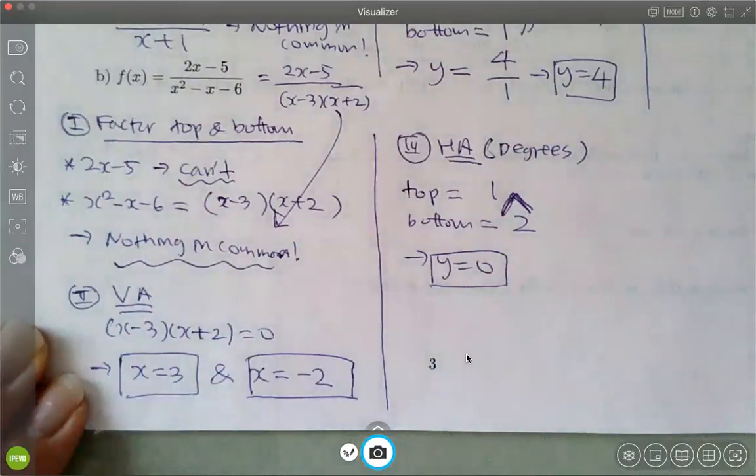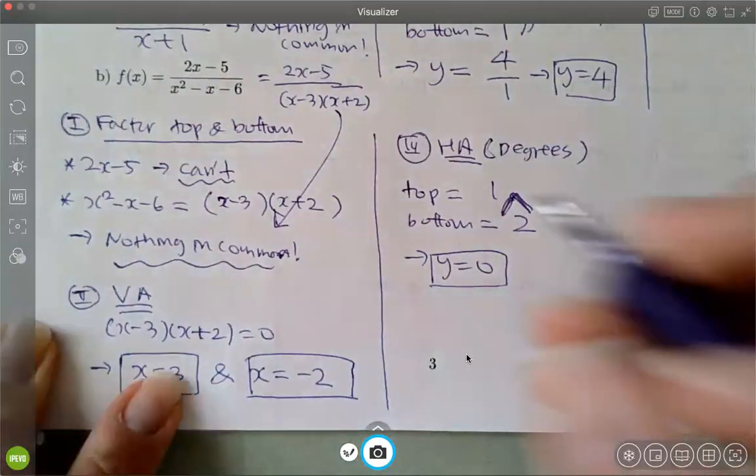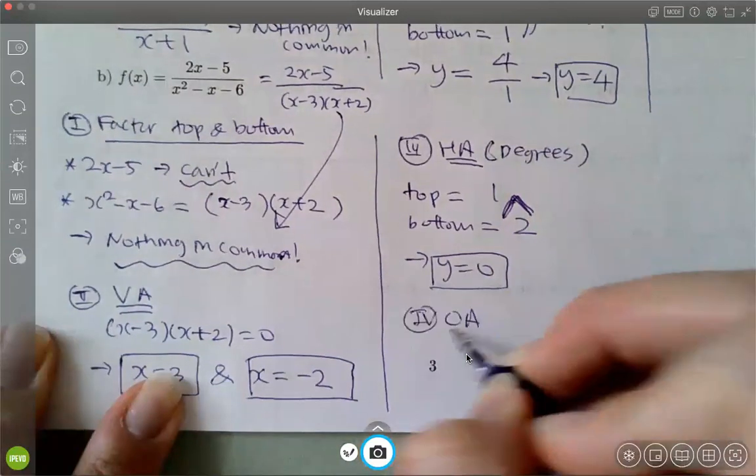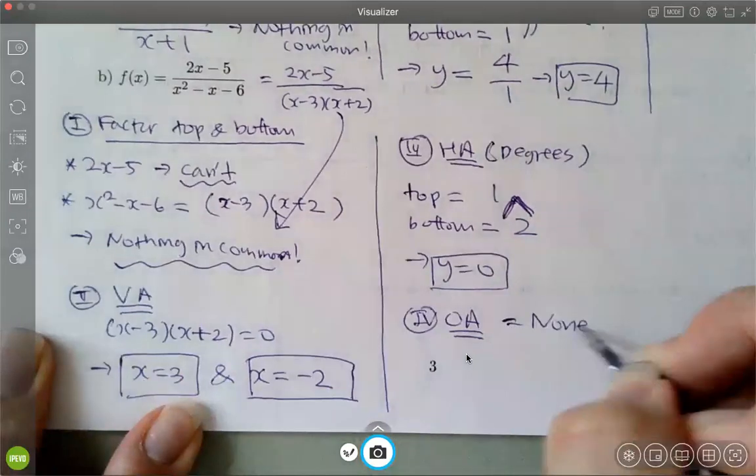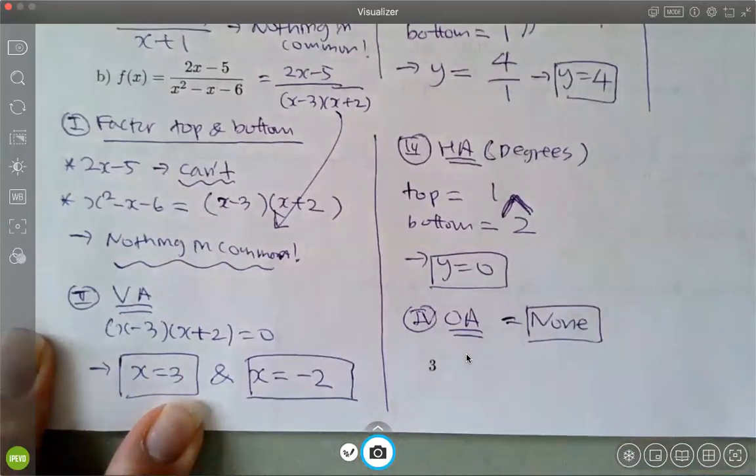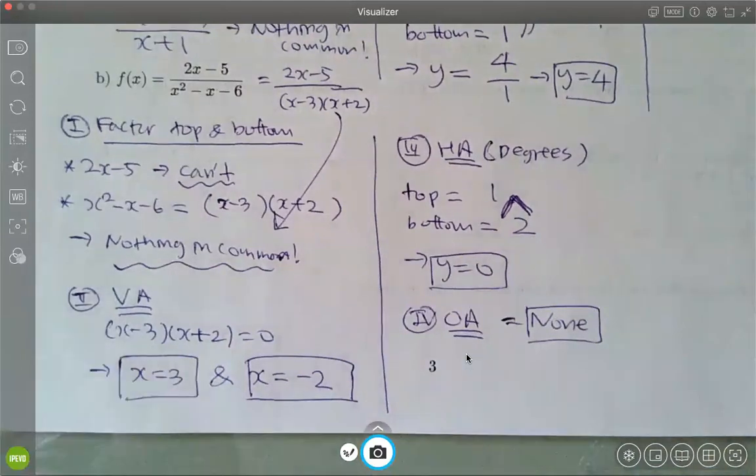Okay, and what is the oblique asymptote? None. Do you see why? Because remember, oblique asymptote only exists when top degree is greater by 1, right? For every other case, there isn't one. Okay? Okay, so now, next page.